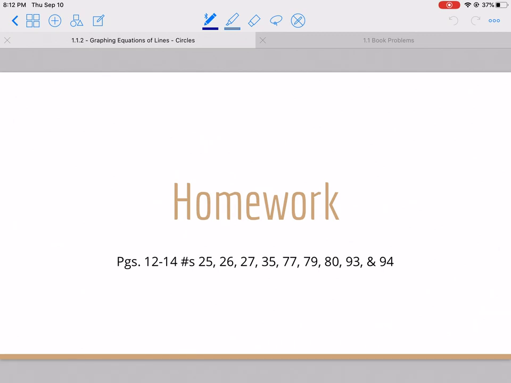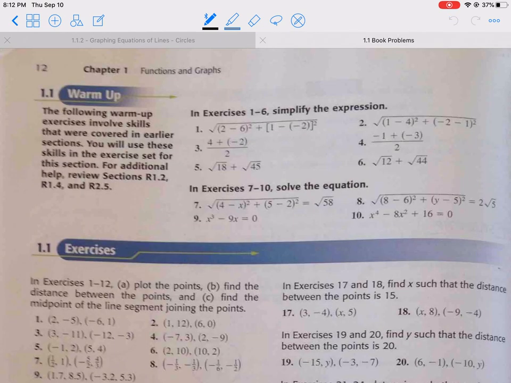All right, so here's your homework. You're going to practice these couple of concepts. Go ahead and pause the video. You can write this down. It's also written on Google Classroom. And then these pages, again, they're going to be connected. They're in the 1-1 book problems. I'll show you here in a second. So that's what this looks like.